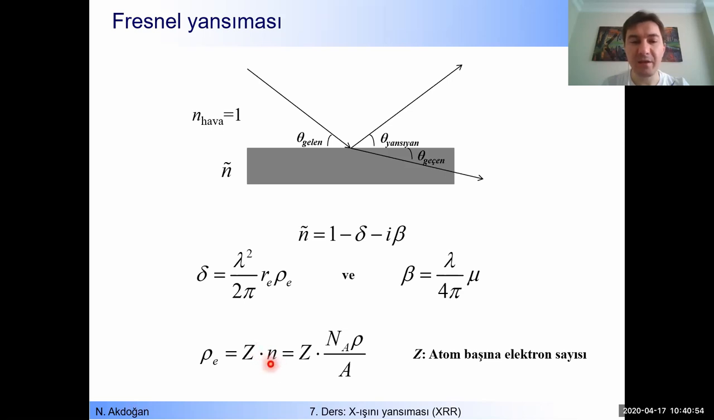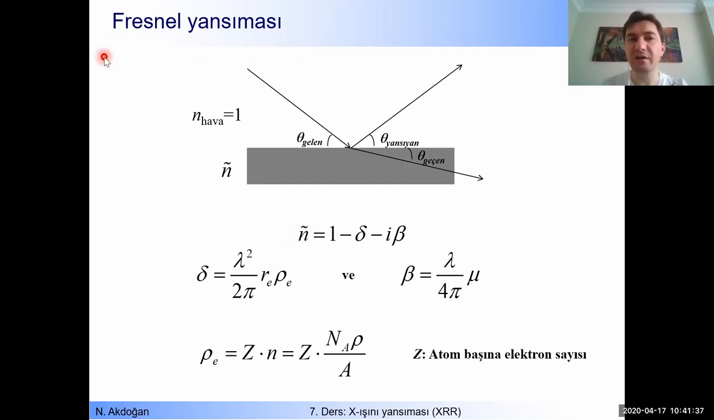What we have here is N, the number of atoms per unit volume. So how many atoms do you have in a unit volume? And each atom has Z electrons. We have N atoms in unit volume, and each atom has Z electrons, and this gives us the total electron density of the system per unit volume. So instead of N here, you can use Avogadro's number times the density of the material over the atomic weight. So just put it there, and we will continue with that expression.